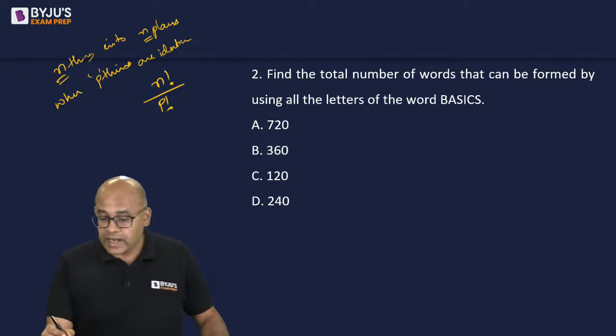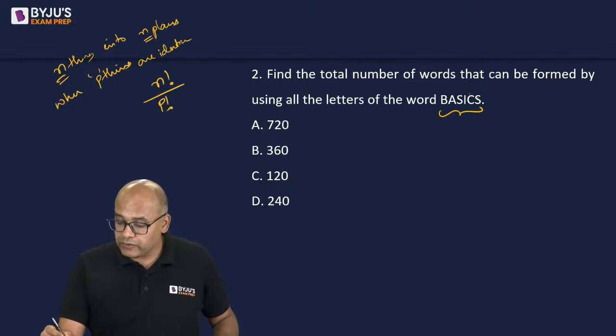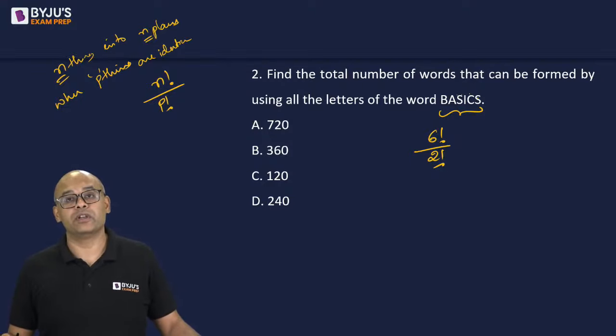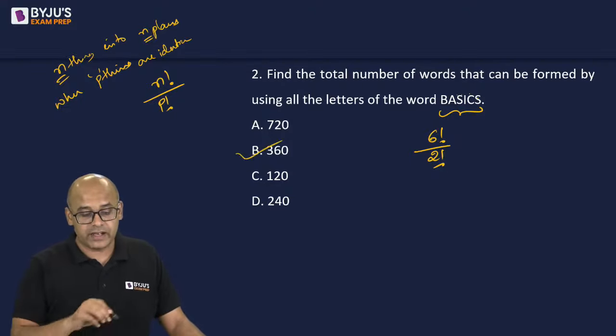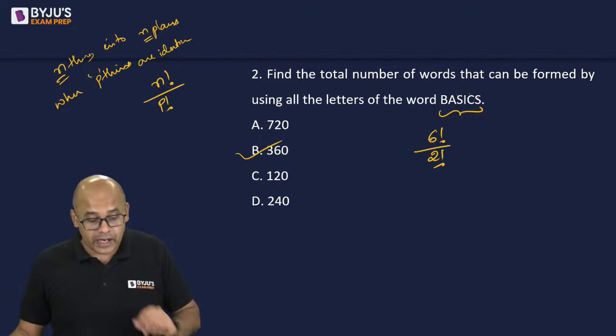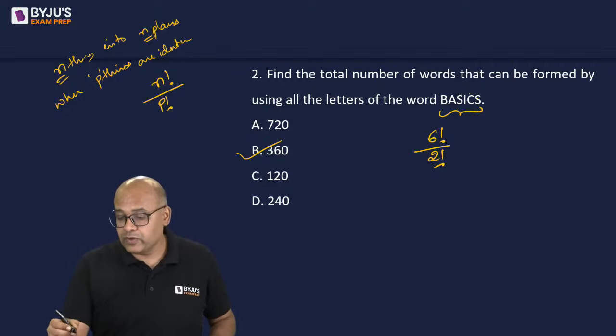Clear? So here the answer becomes 1, 2, 3, 4, 5, 6: 6 factorial by 2 factorial. 6 factorial is 720. 720 by 2 is 360. It's 360.